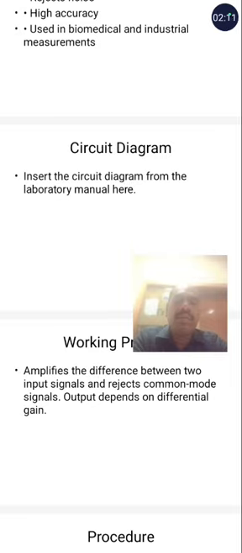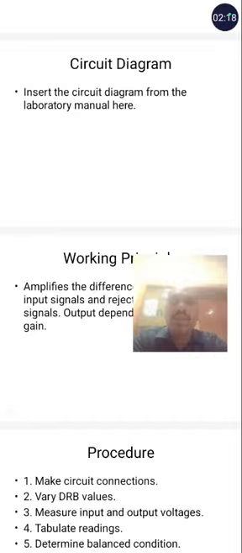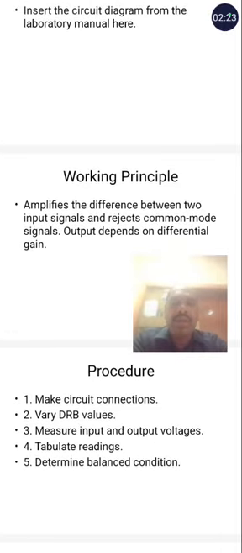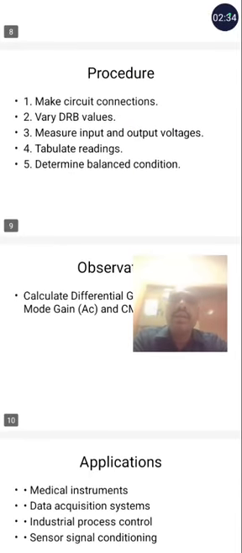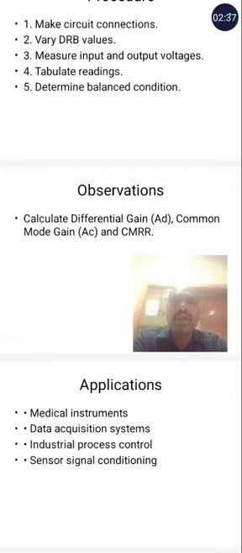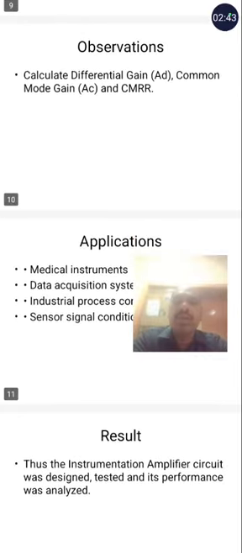This circuit diagram is used for the instrumentation amplifier. Here two components are used, the push pull amplifier, and the circuit diagram is inserted in the laboratory manual. The working principle is to amplify the difference between two input signals and reject the common mode signal. The output depends on the differential gain. These are the procedure and observation: you can calculate the differential gain AD, the common mode gain AC, and the CMRR, the common mode rejection ratio.